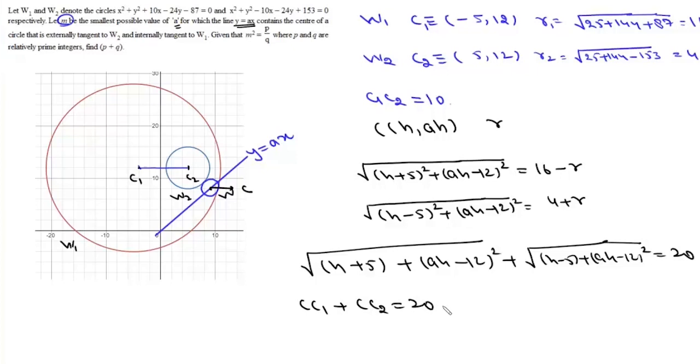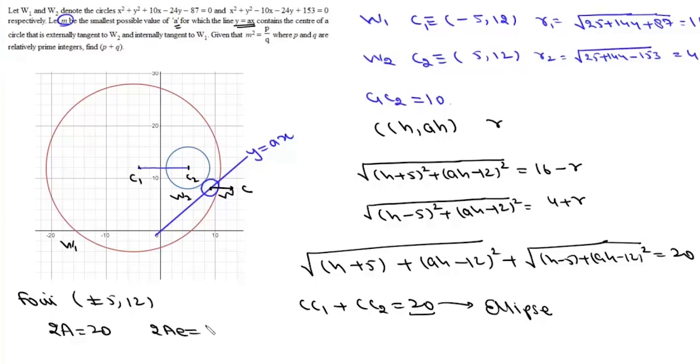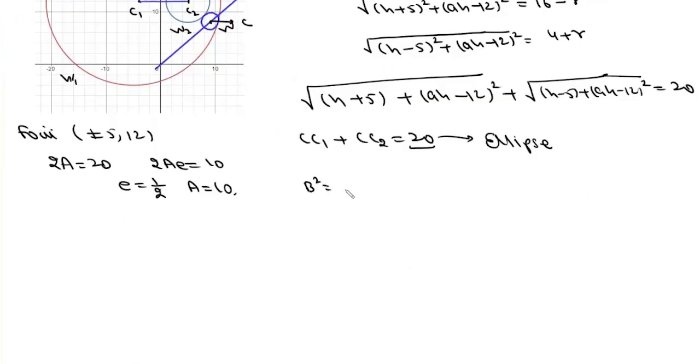So that means this point C will lie on an ellipse whose foci are at plus minus 5, 12, and this is equal to 2a, and we use capital A, so 2a equals 20, and distance between centers, which is 10, it is 2ae, so 2ae is 10. So from here we'll get the value of E as 1/2 and value of A as 10, and B square is A square into 1 minus E square, and that'll be 100, 1 minus 1/4, and that should be 75.